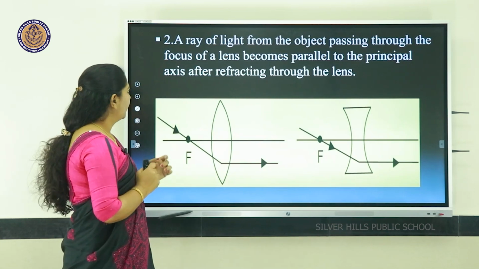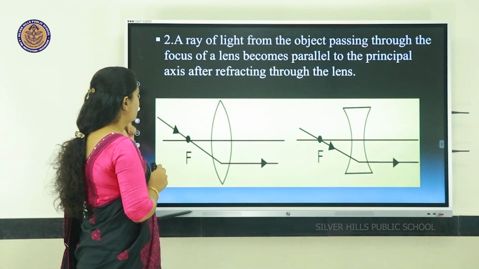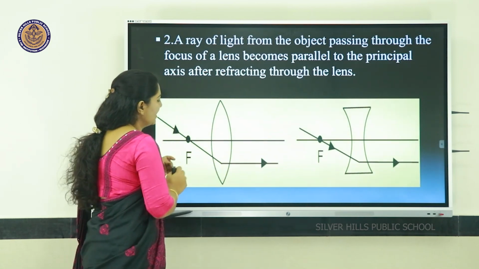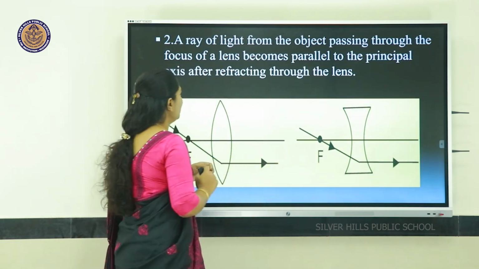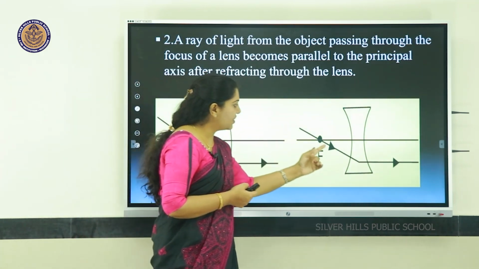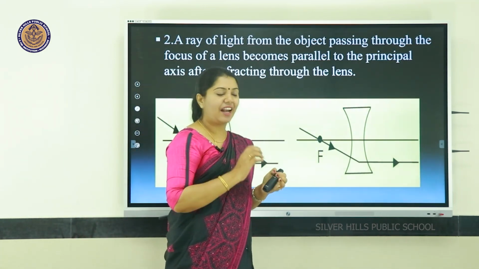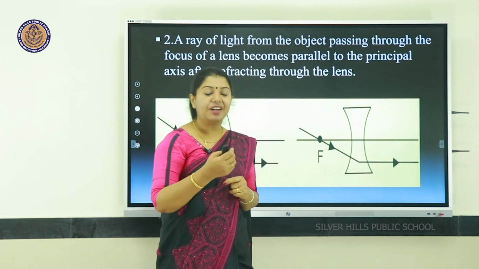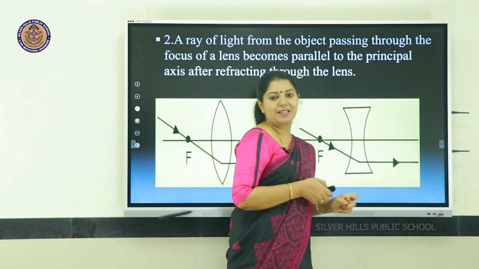Second rule: a ray of light from the object passing through the focus of a lens, after refracting through the lens, goes parallel to the principal axis. For the case of concave lens, any ray which is passing through the focus, that refracted ray will be parallel with the principal axis.